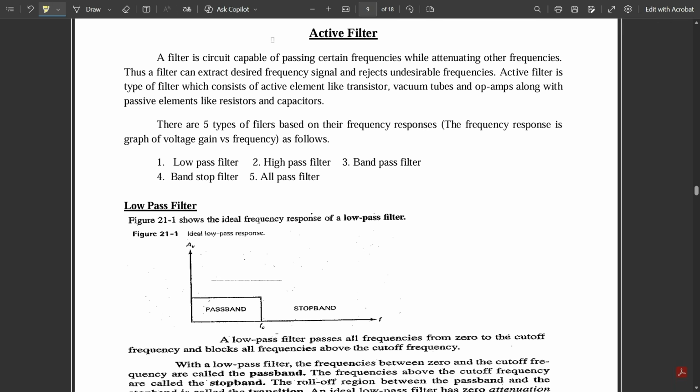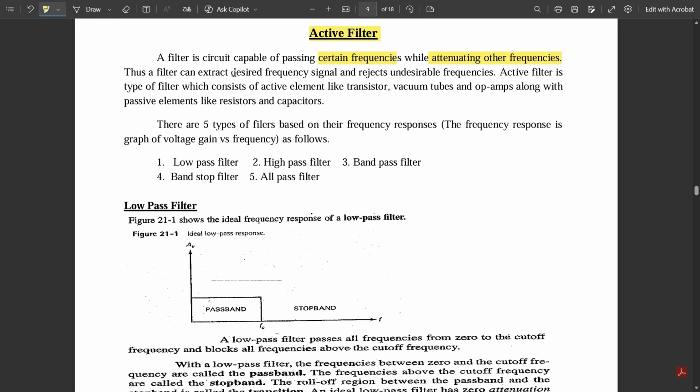So now let's get started with the concept of active filters. A filter is a circuit which is capable of passing certain frequencies while attenuating the other frequencies. The main job of the filter is to pass a certain band or range of frequencies, so that the signal is able to meet the requirements with respect to the input parameters and output parameters. So that's the basic definition of a filter.